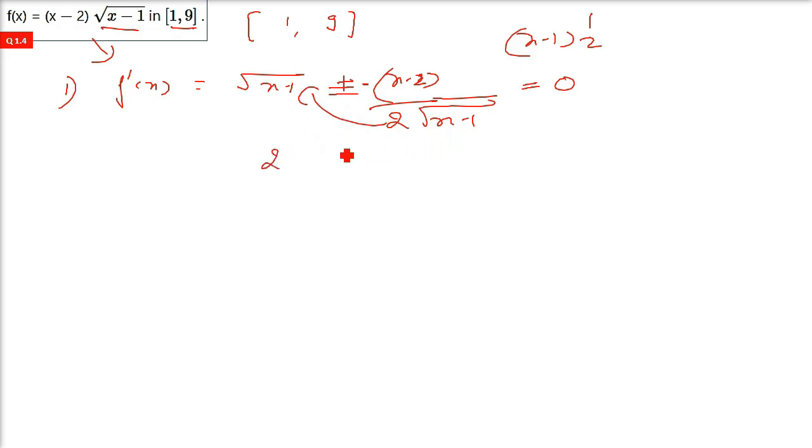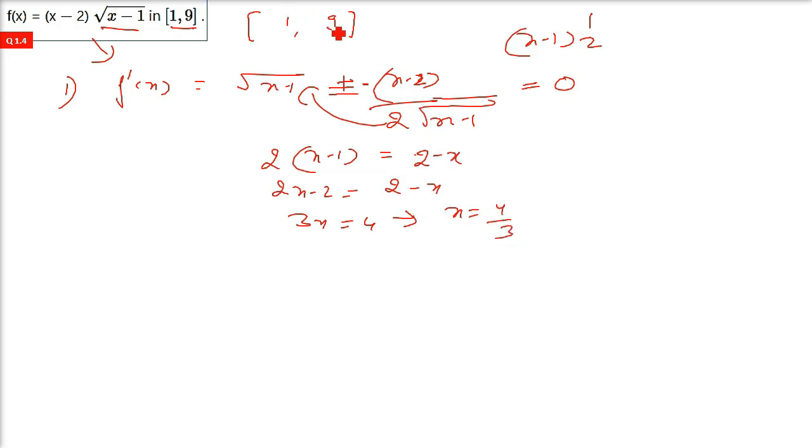Let us cross multiply 2 into x minus 1. It will be on the right, it will be negative x minus 2. Let us write it as 2 minus x because negative is already there outside. 2x minus 2 is 2 minus x here. This goes here. 2x plus x is 3x and 2 plus 2 is 4. We get x is equal to 4 by 3.